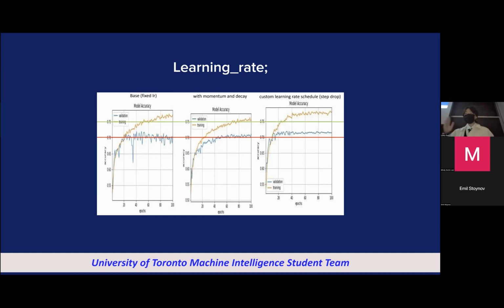But as we go to the end, we see it's actually stabilizing more than the one with momentum and decay. Okay, because each time it's squaring, that means your learning rate is actually getting smaller than simply dividing by your epoch constant. Okay.